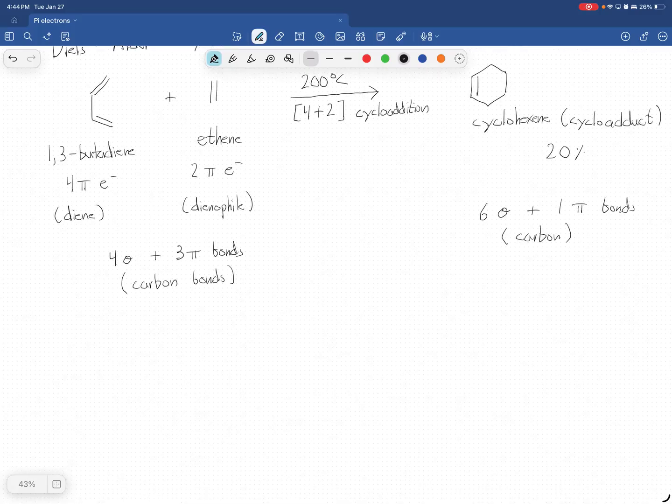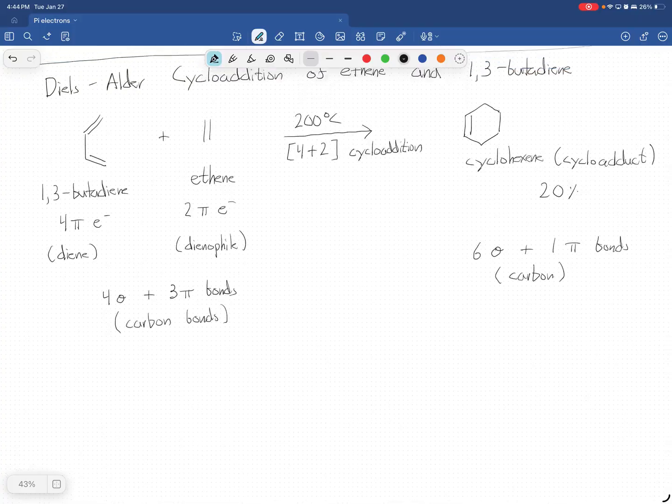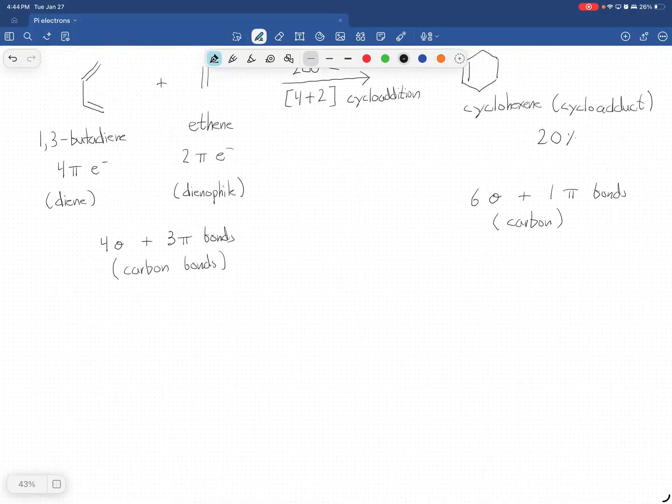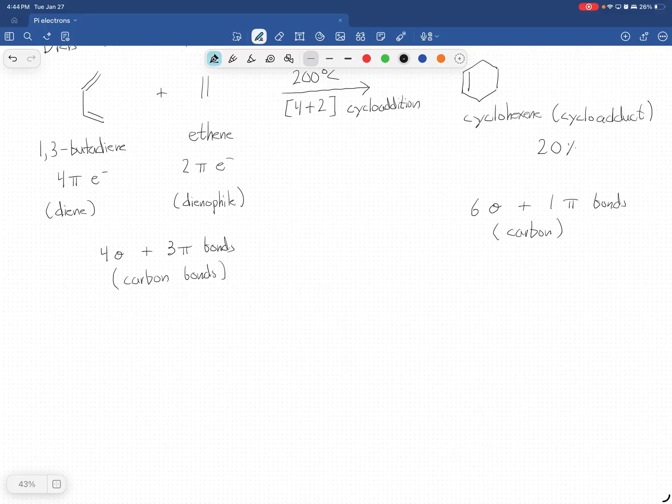Okay? So why does this happen in the first place? Well, it has to do with the pi orbitals. We exchange pi bonds for stronger sigma bonds. Well, I would say it's stronger, but yeah, the bonding itself is stronger. You have direct overlap of atomic orbitals, so that's why it likes to form more sigma bonds. So that's the driving force, okay?